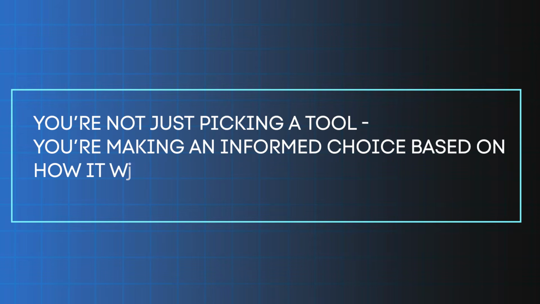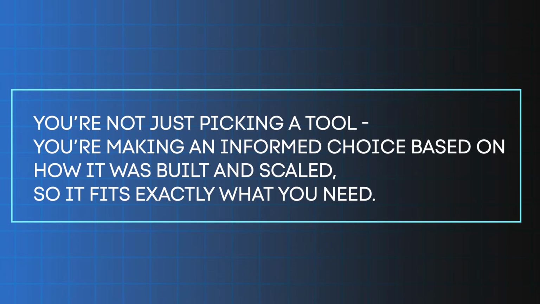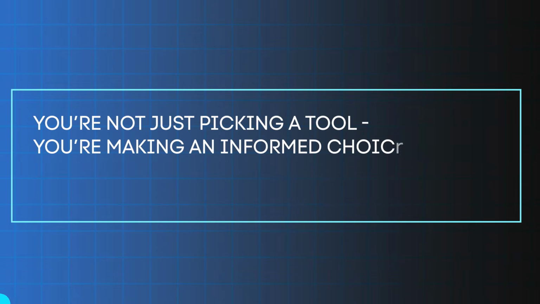The lower the perplexity, the better it understands the context. And when you know these details, you can choose the tools that align with your needs. If you understand how a model was trained and what its scaling approach was, you will know whether it's going to be reliable for your particular task or whether you might need to look for another model. So, in short, you're not just picking a tool, you're making an informed choice on how it was built and scaled, so it fits exactly what you need.